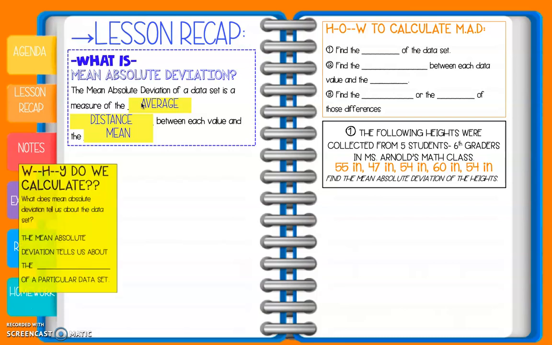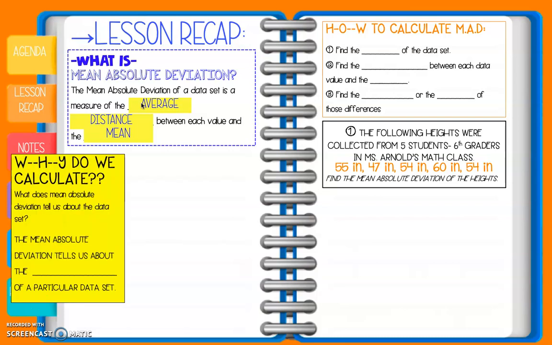Okay. So why do we calculate this? What does mean absolute deviation tell us about the data set? The mean absolute deviation tells us about the variation of a particular data set. We talked earlier in the unit about how the word variation tells us there's a variety of data. So when we're calculating the mean absolute deviation, we're calculating how much variety, how much variability, how much variation that a data set has.